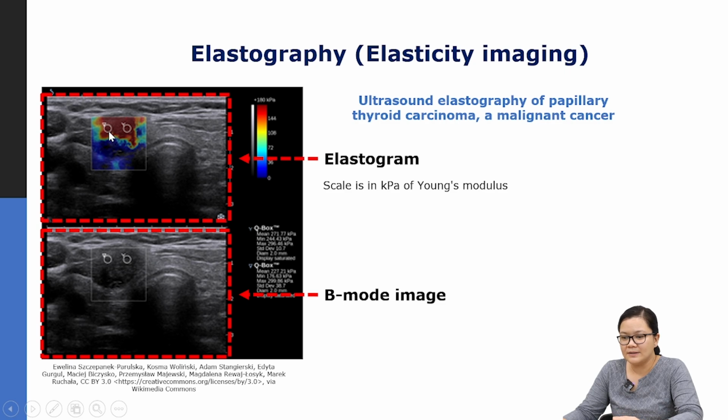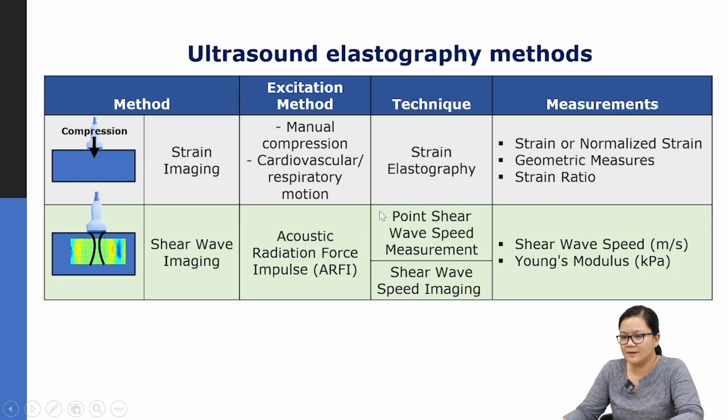And for these types of cancer, typically the tumor is more stiff than the surrounding tissue. So here you see that it's more red in this region. I've just shown you an example of one type of elastography technique, but there are several types, and I will show you a couple of these.